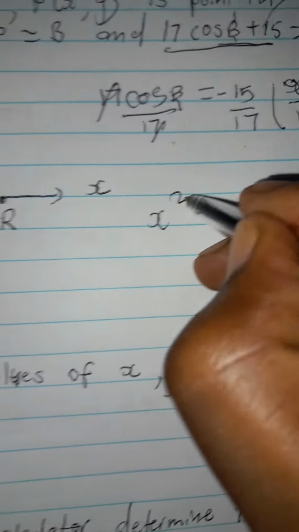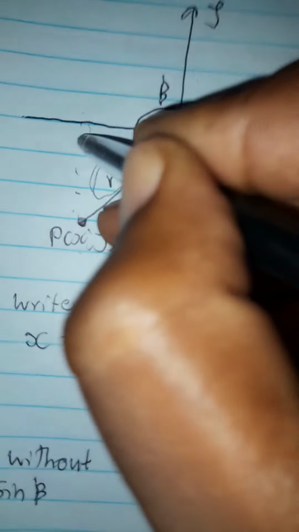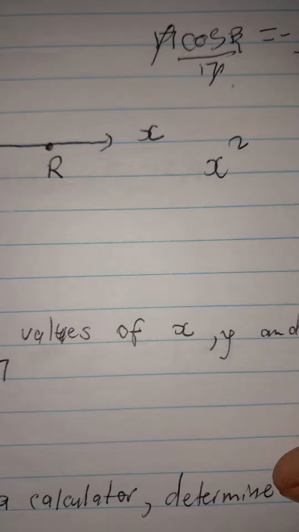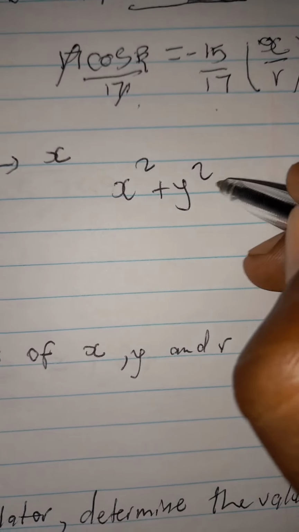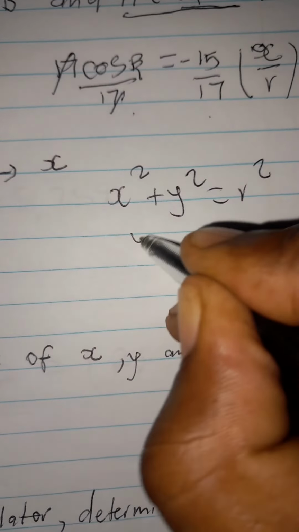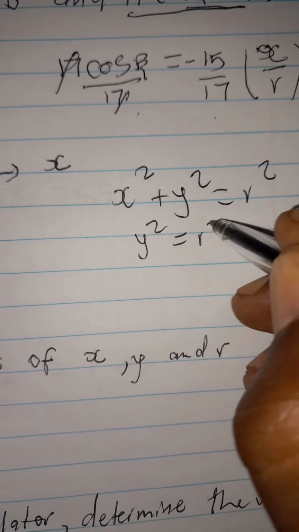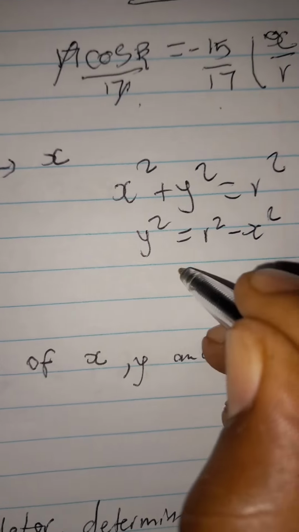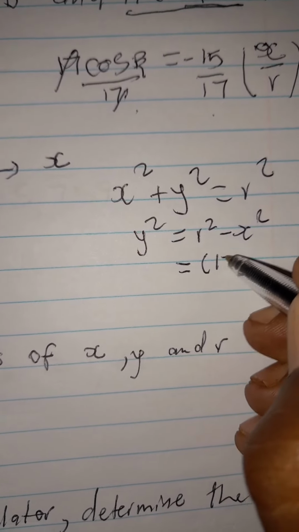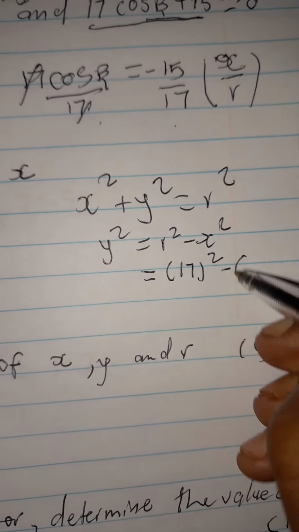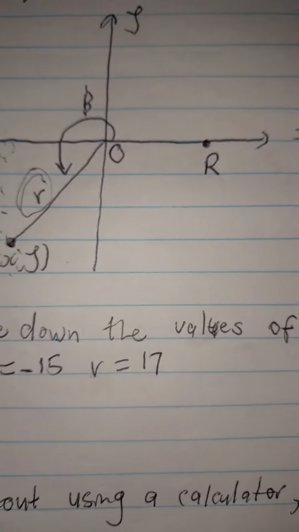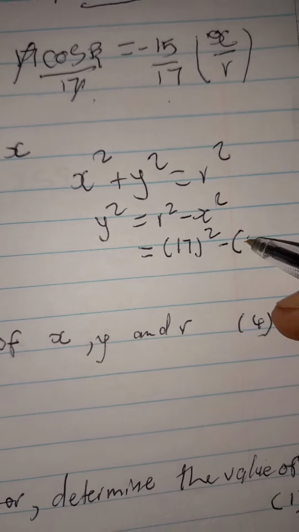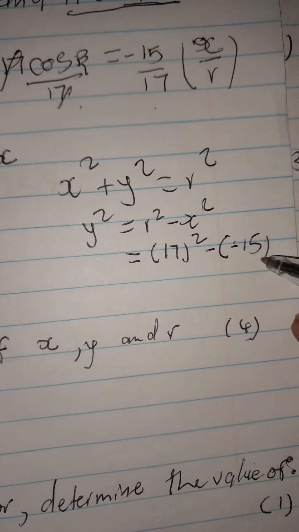We can use the theorem of Pythagoras, since this will form a right triangle, right? It will be 90 degrees there. So we are going to say x squared plus y squared equals r squared. Then make y the subject: y squared is going to be r squared minus x squared. So in this case, what is r? R we said is 17 squared. And what is x? X we said is negative 15, so it's going to be negative 15 squared.